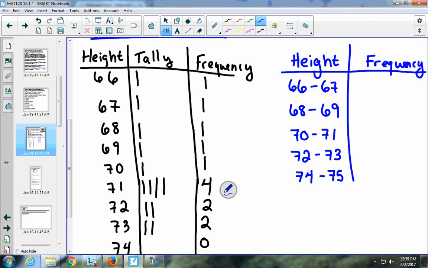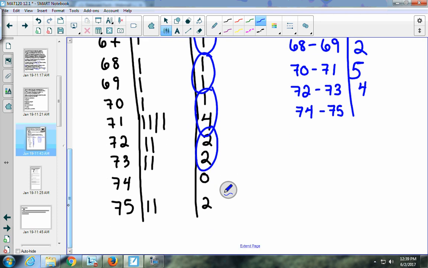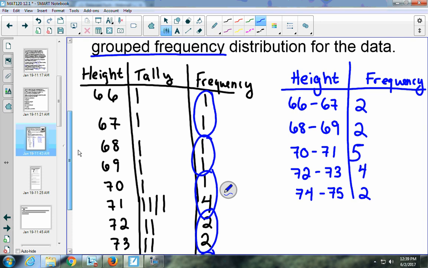Now I can make the frequencies. I look back at my other frequency distribution. 2 people were 66 or 67 inches tall. 2 people were 68 to 69 inches tall. 5 people were 70 to 71 inches tall. 4 people were 72 to 73 inches tall. And 2 people were 74 to 75 inches tall. That leaves me with my grouped frequency distribution.